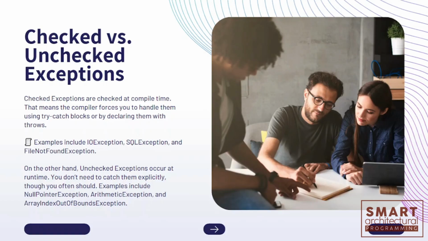So you need to understand two things with checked and unchecked exceptions. This is something that if you don't understand that much, it's not that big of an issue, but just try to develop an understanding around it. Checked exceptions are those that happen at compile time. Your compiler forces you to handle them with try-catch blocks or by declaring them with throws. Unchecked exceptions occur at runtime. You don't need to catch them explicitly, though you often should.